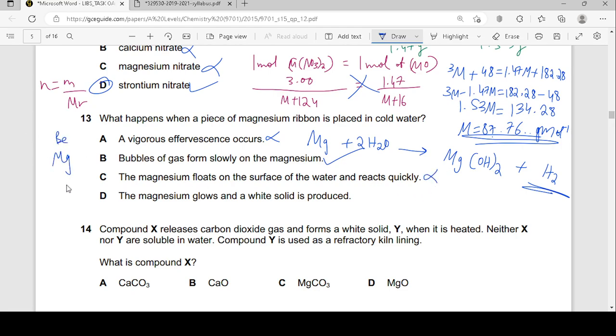If you write down the group 2 elements, the magnesium is really not that reactive compared to, like, barium, for example. Not to mention that Mg(OH)2 is a less soluble hydroxide, because the solubility of the hydroxides increases down the group, as you remember. So yeah, it's not a very fast or vigorous reaction. The magnesium glows and a white solid is produced.